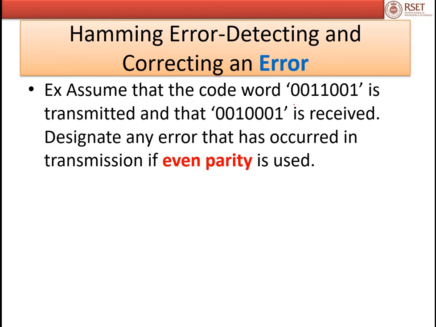Assume that the code word 0011001 is transmitted and that 0010001 is received. Designate any error that has occurred in transmission if even parity is used. So your transmitted word is 0011001, and you have received 0010001. You can clearly see that at the fourth position there is an error. So we have to find this. The transmitted word will include the information bits and parity bits.